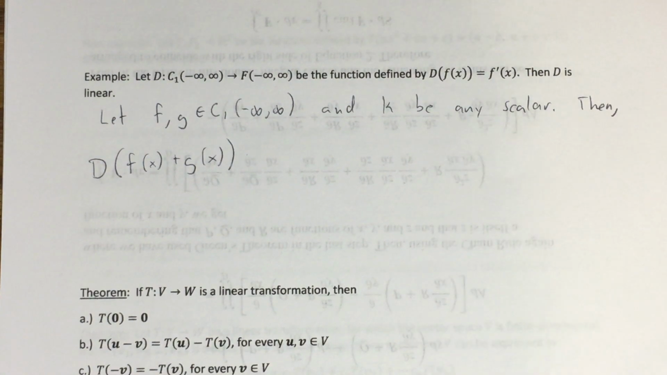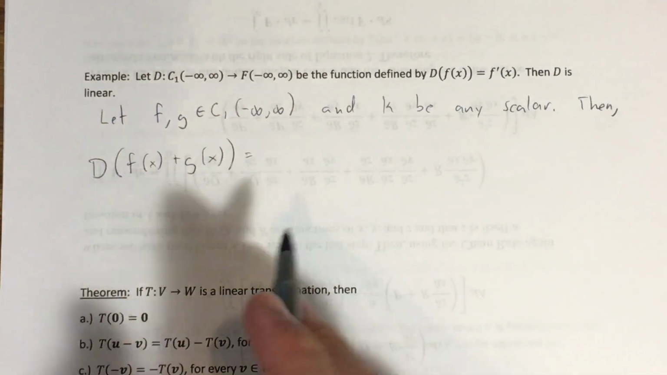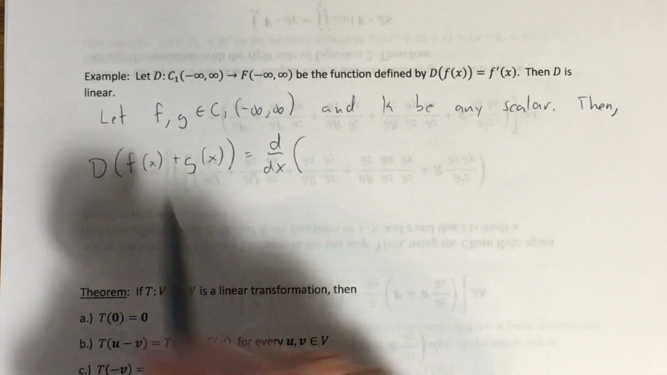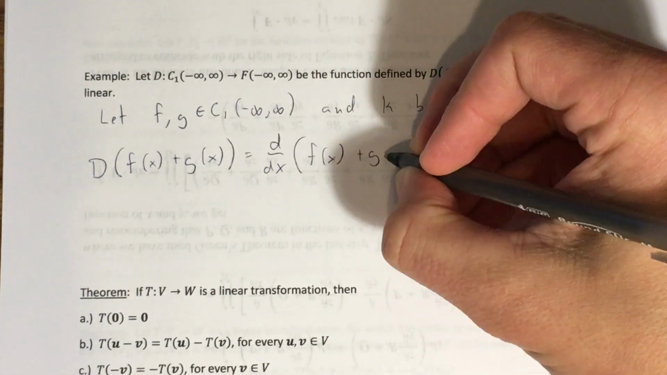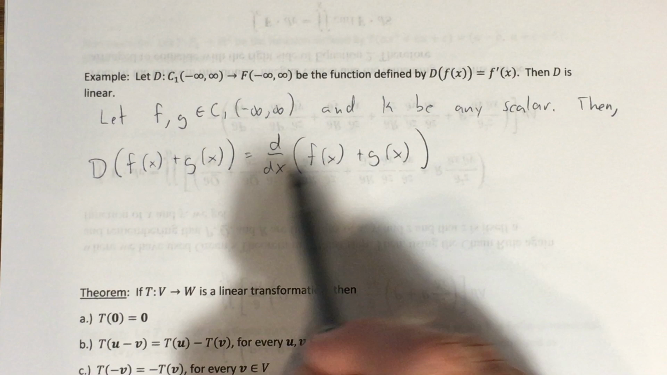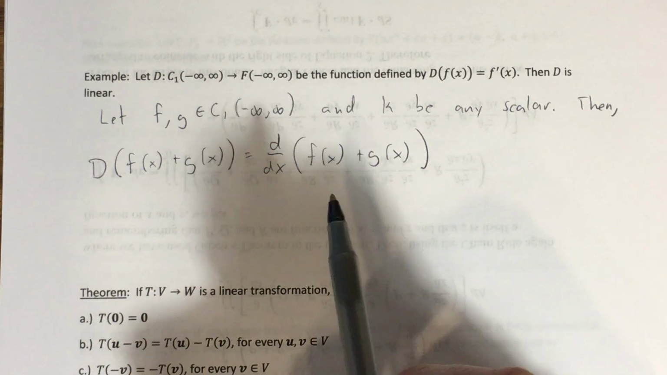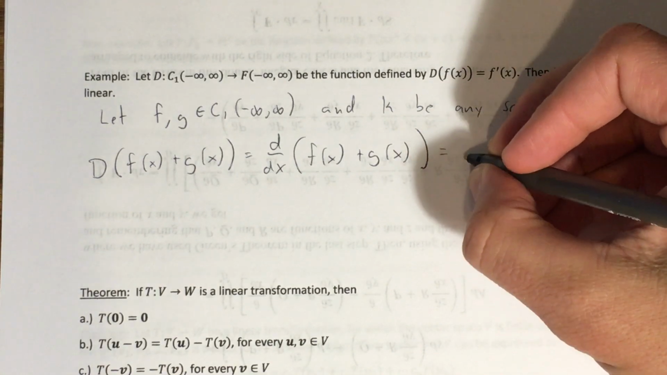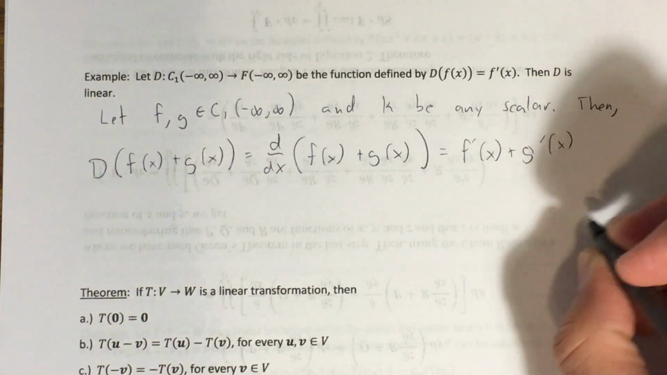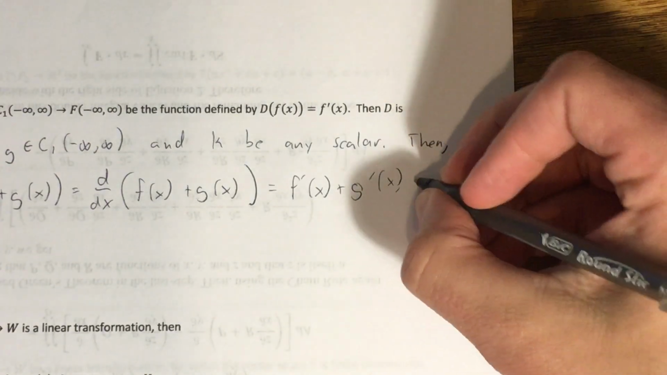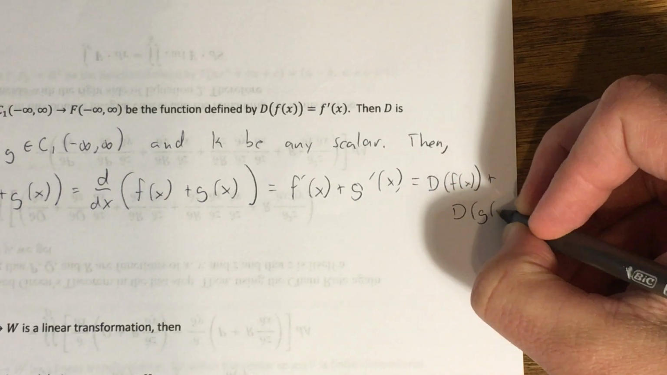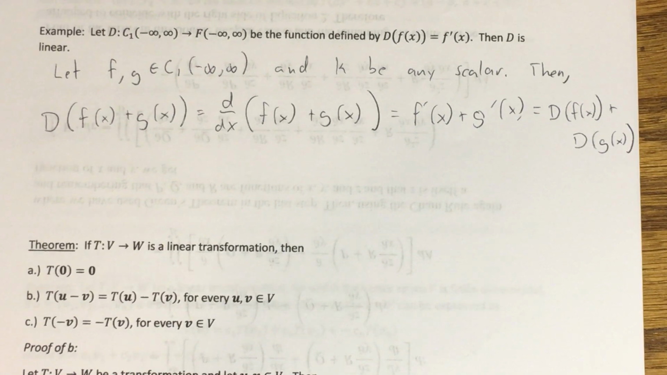So D of f of x plus g of x. These are the two functions that I want to add up. By definition, this is the derivative of the sum, f of x plus g of x, like this. Now from calculus, we know that the derivative of a sum of differentiable functions is the sum of their derivatives, which means I could write this as f prime of x plus g prime of x. That's a property that we prove in calculus. But this is the same thing as D of f of x plus D of g of x. And that gives us our additivity property.